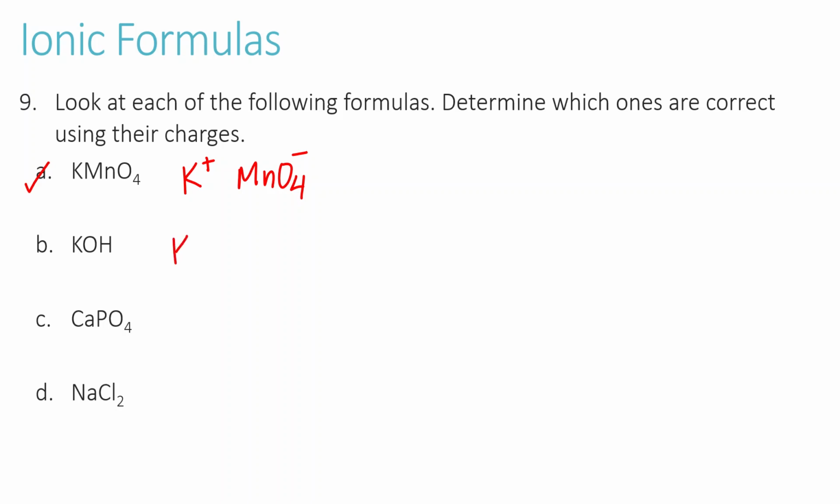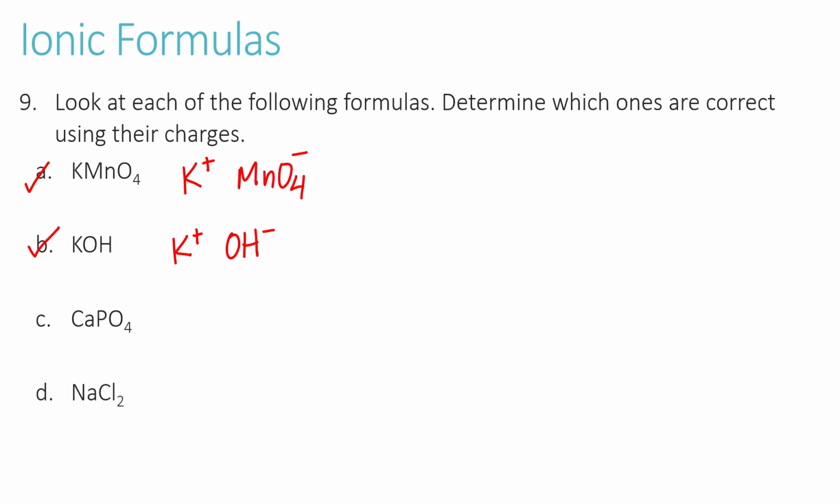K, again, is +1. OH is the polyatomic ion hydroxide. Once again, we need a 1-to-1 ratio because we have a +1 and -1 charge. So KOH is a correct formula.